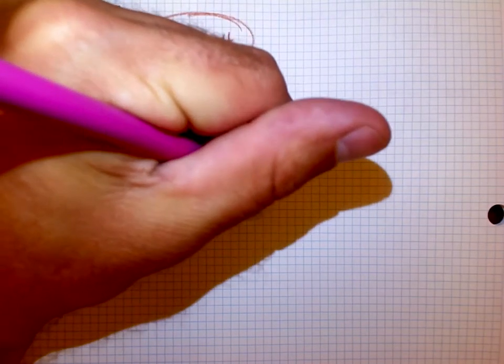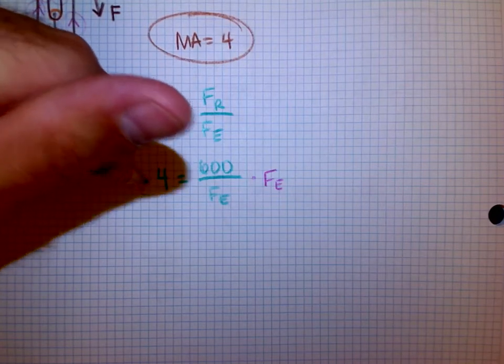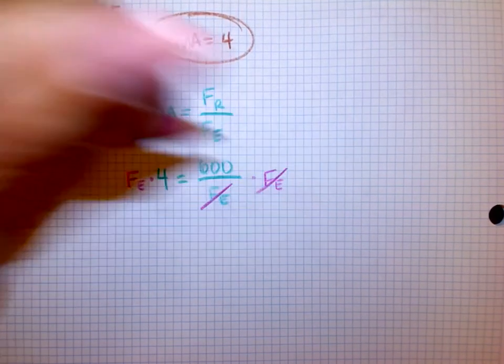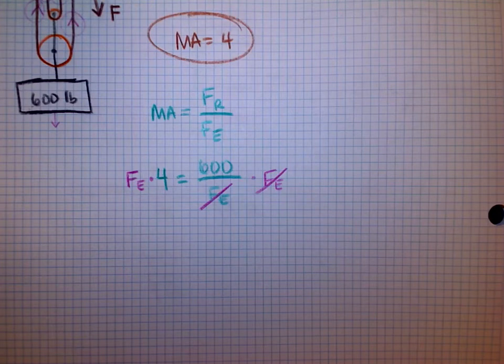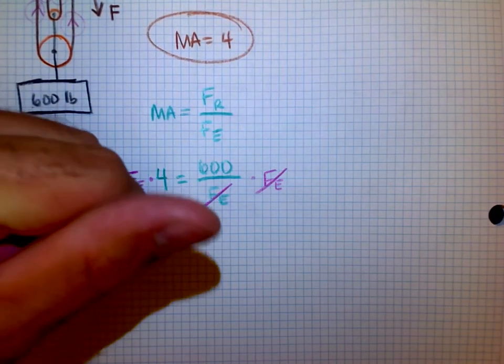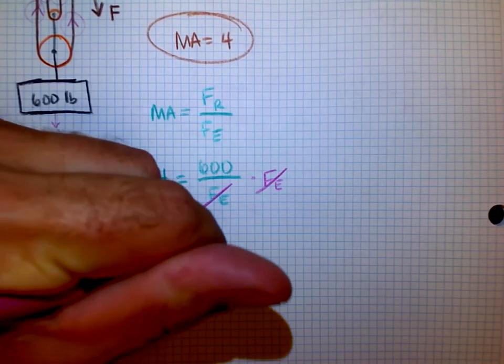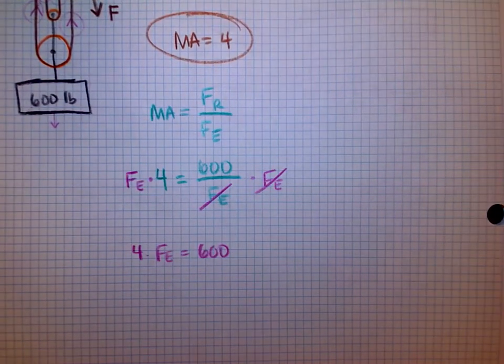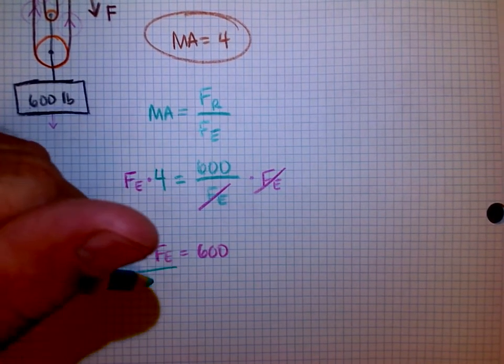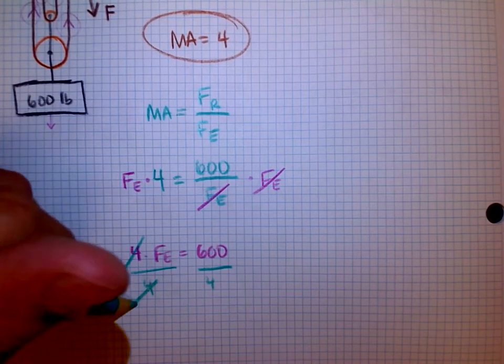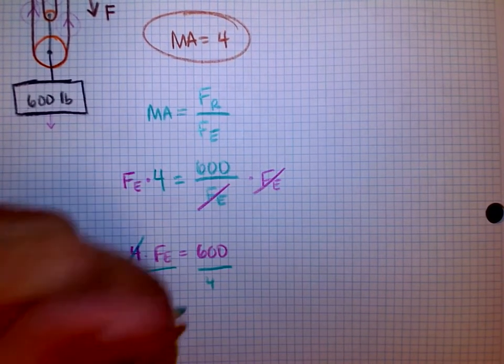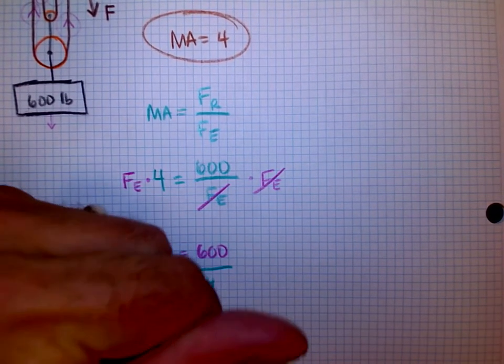So if I multiply both sides by the effort force, then the fraction goes away. I'm left with no fractions. So I really have 4 times the effort force is equal to 600. And to get rid of the 4, I just need to divide it out from both sides. The effort force is 600 divided by 4, which is 150 pounds.